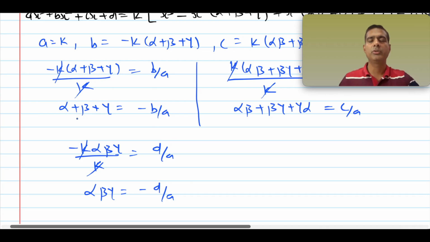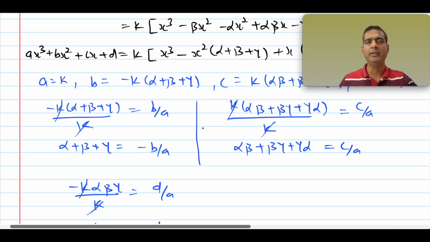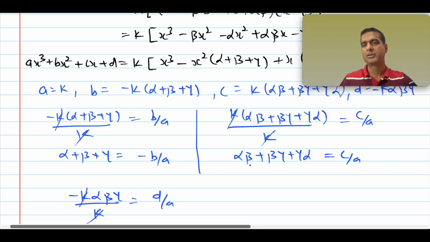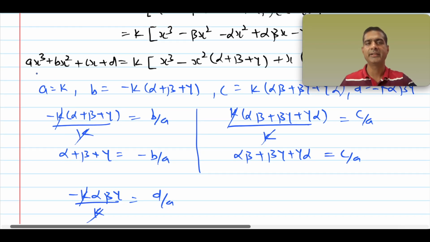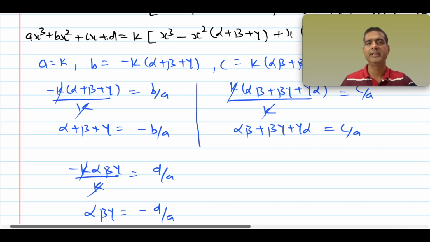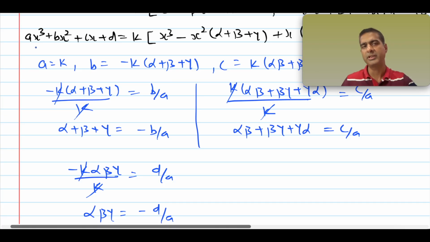So the sum of the roots taking one at a time is given by negative b by a, where ax cube plus bx square plus cx plus d is the given cubic polynomial. The sum of the product of the roots taking 2 at a time is given by c by a, where c is the coefficient of x and a is the coefficient of x cube, and the product of all the roots at a time is negative d by a, where d is the constant term and a is the coefficient of x cube.